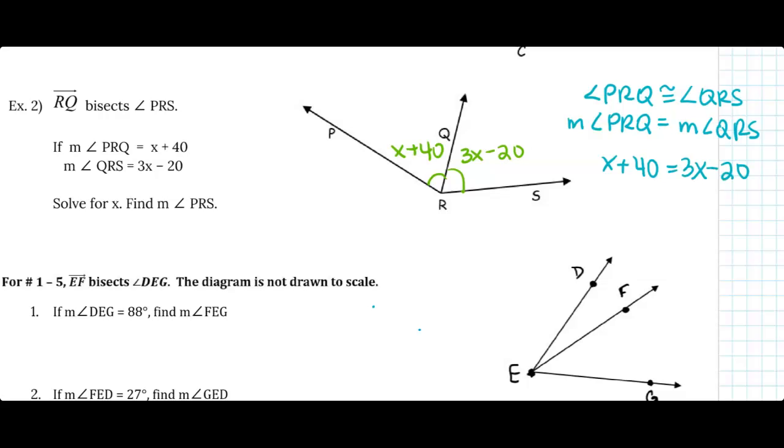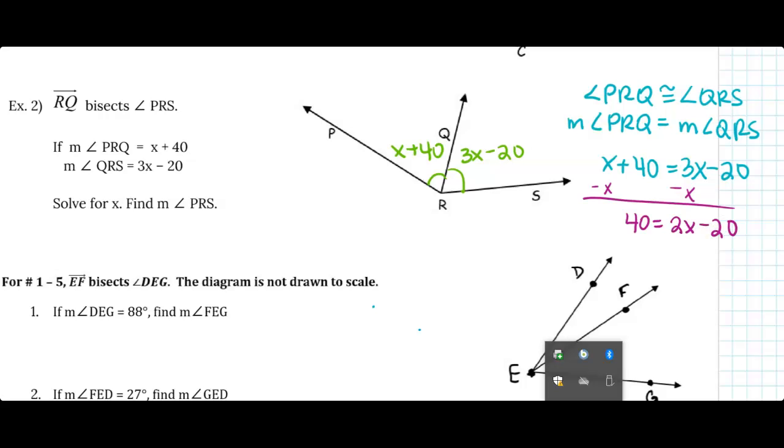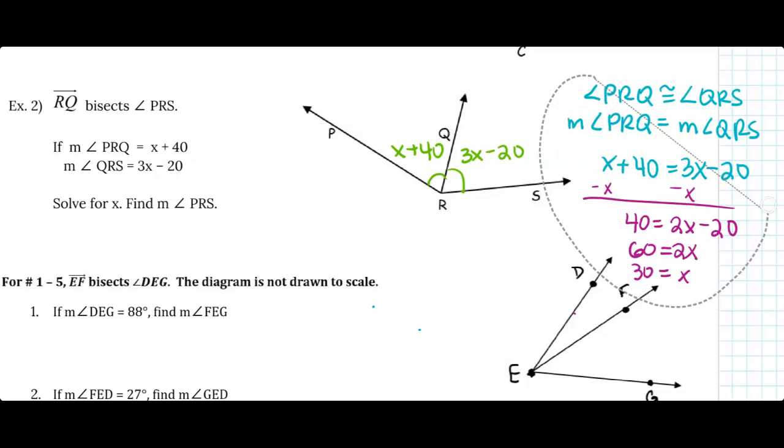Then we just solve the equation. We subtract x from both sides. So that's 40 equals 2x minus 20. Add 20 to both sides, and we get that 2x is equal to 60. Dividing by 2 gets that x is equal to 30.